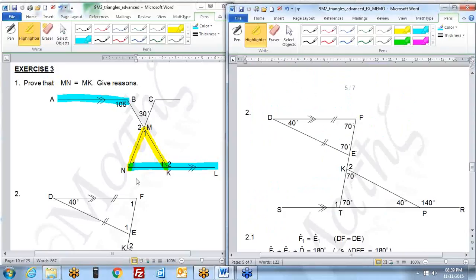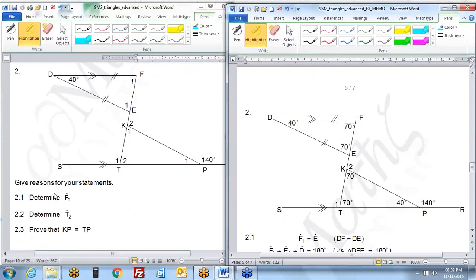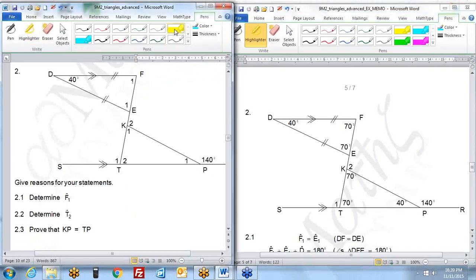Then number 2, give reasons for your statements. Determine angle F1. Right, so once again, we have parallel lines.